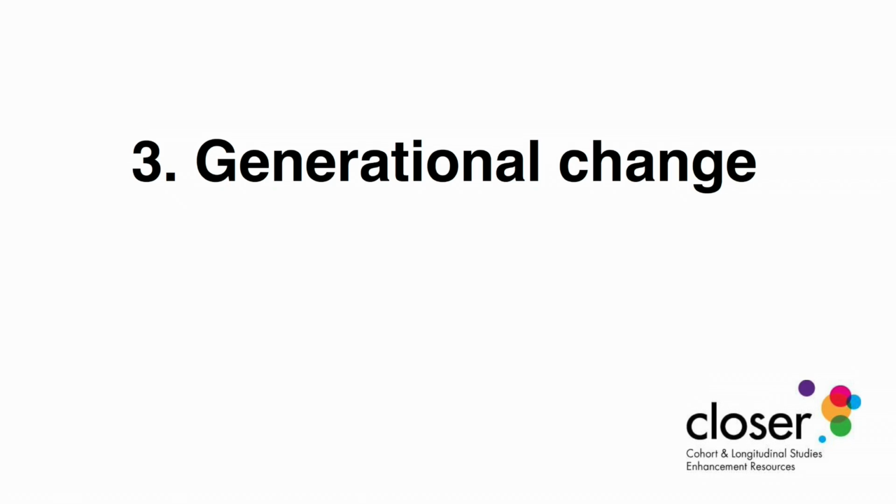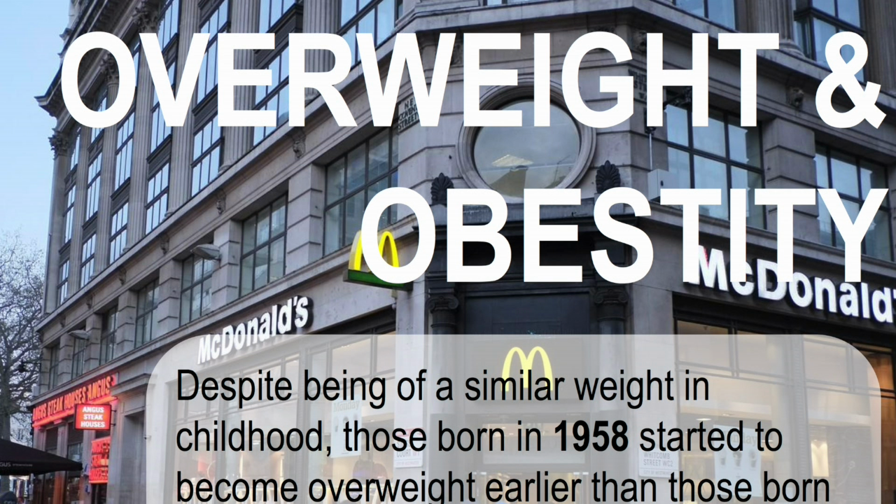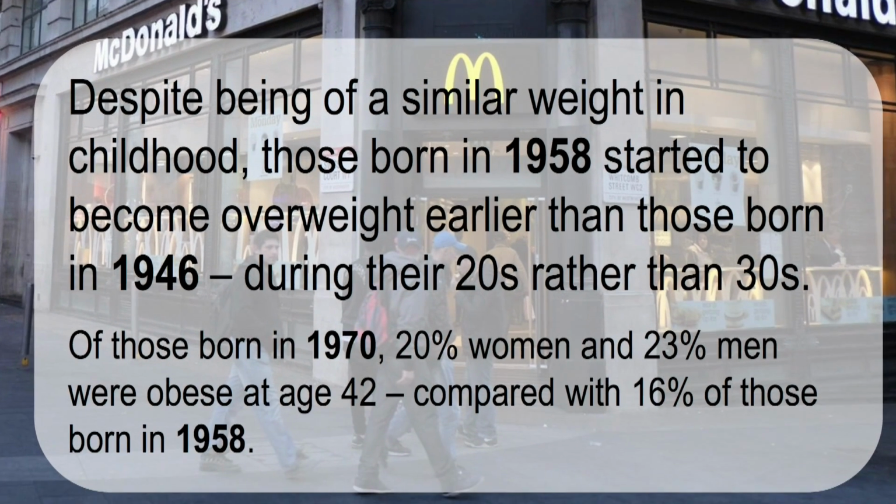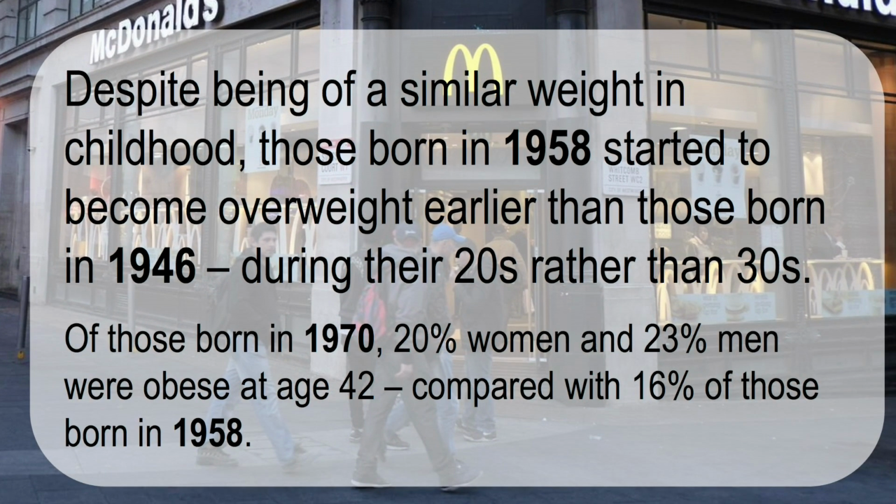Okay, generational change. Returning to obesity, we found that despite being a similar weight in childhood, those born in 1958 were beginning to become overweight at an earlier point in time than those born in 1946. So they were getting overweight during their 20s, whereas the 46 cohort were becoming overweight in their 30s. Although this was at the same period of time, it's the 1980s, which is perhaps when mass convenience food first became so readily available.